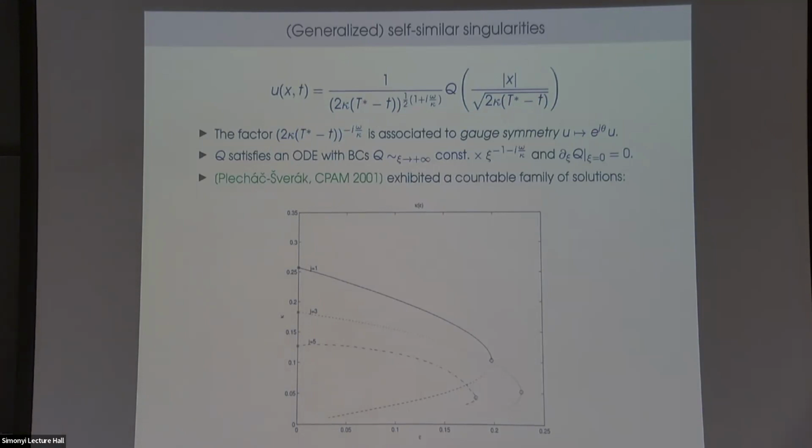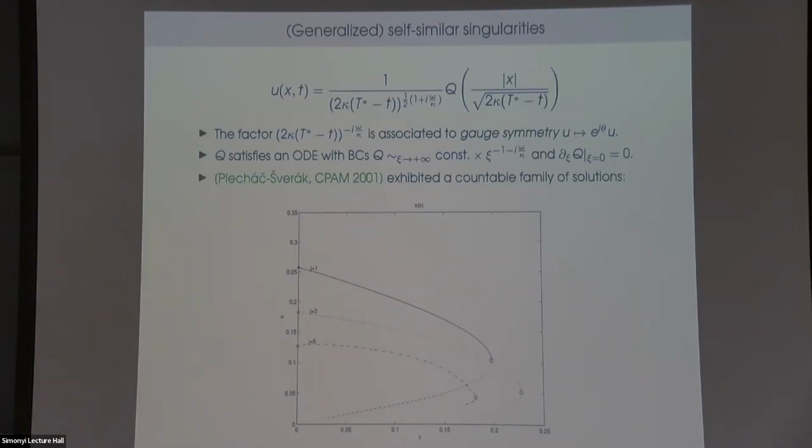What's happening is that as you approach the singular time, this profile Q is essentially a rotation in the complex plane. It's spiraling around faster and faster. This factor is associated to the gauge symmetry of the equations. If you have a solution U, multiply it by e to the i theta, you get another solution. Okay, so you can look for solutions satisfying this ansatz.